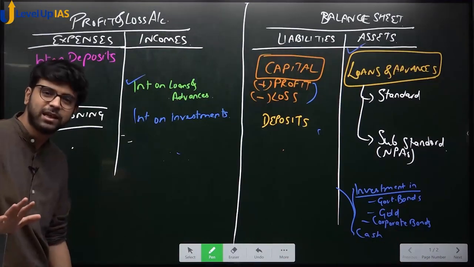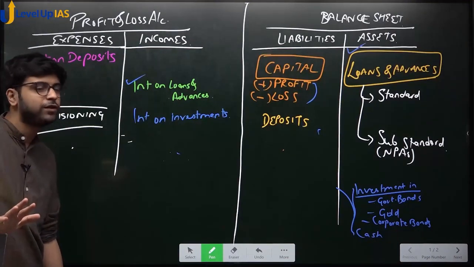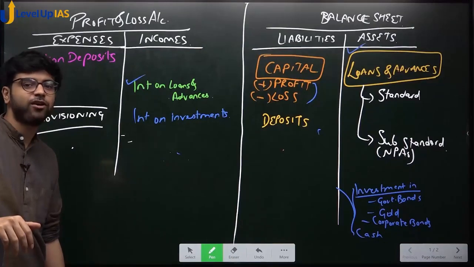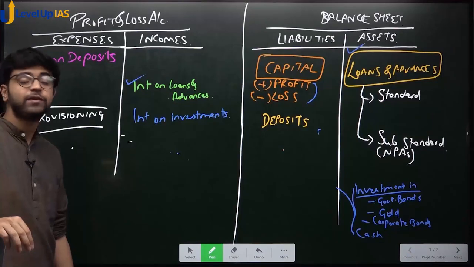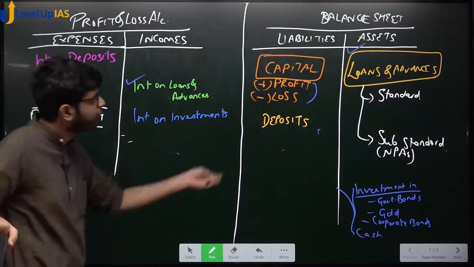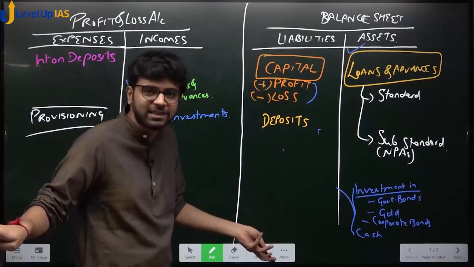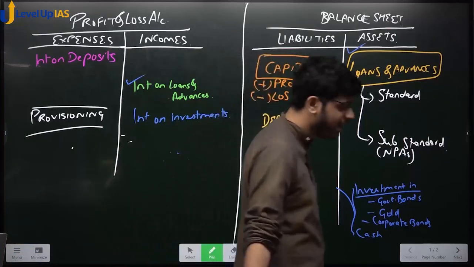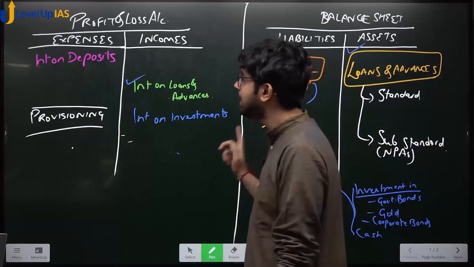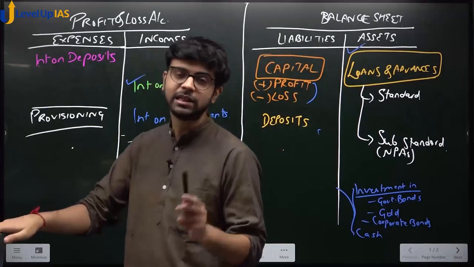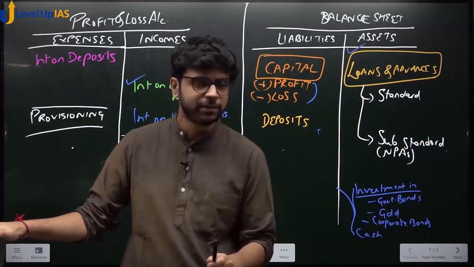You know, kaisa question aata hai UPSC exam mein? Which of the following are on the asset side of a bank's balance sheet? Two, three things they give. And they say, which of the following are not on the asset side? And then one of the options is deposits. Deposit is not asset side, it is a liability. But if we don't understand this, and this was not there in the books when the question came, bear in mind, I have been teaching this in this approach for 3 years. The question came in 2019.